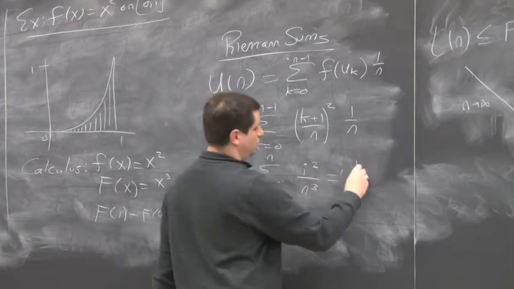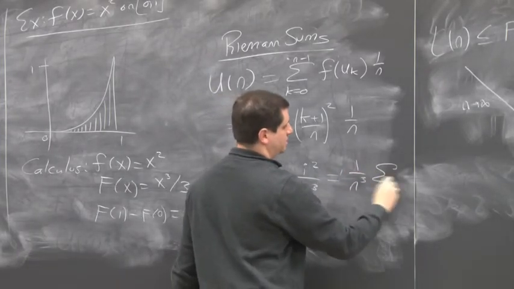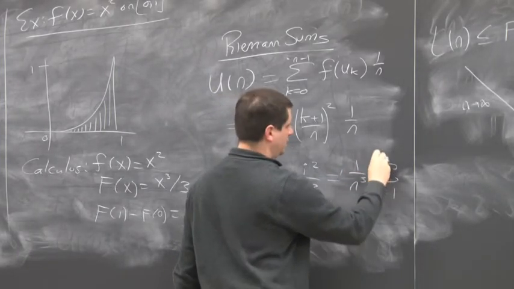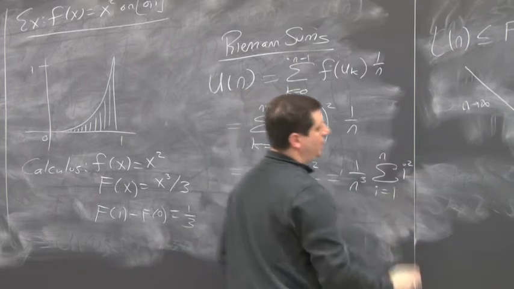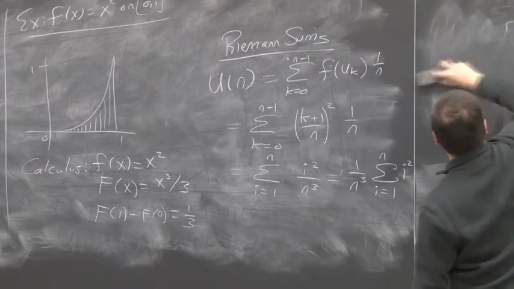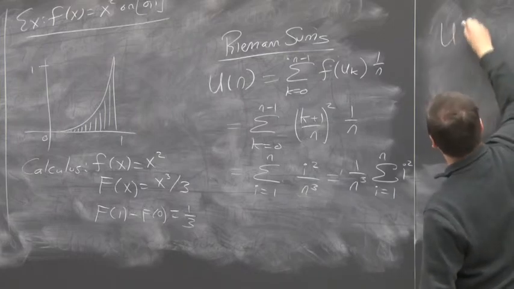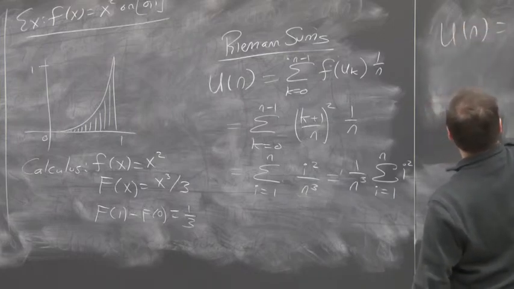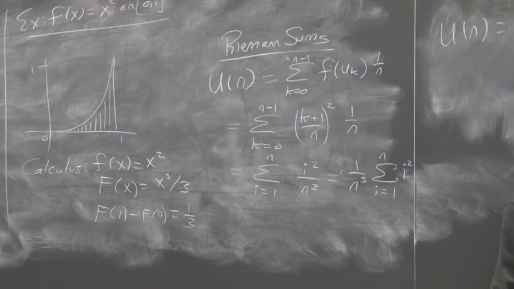All right, so this is 1 over n cubed times the sum, i goes from 1 to n of i squared. Hey, the only difference between that and this is I'm using the letter k here and I'm using the letter i over there. That's not a big deal. So we get Un is 1 over n cubed times n plus 1, 2n plus 1 over 6.